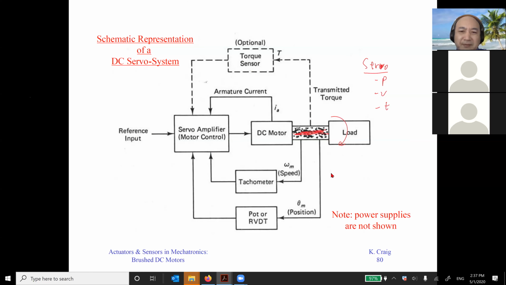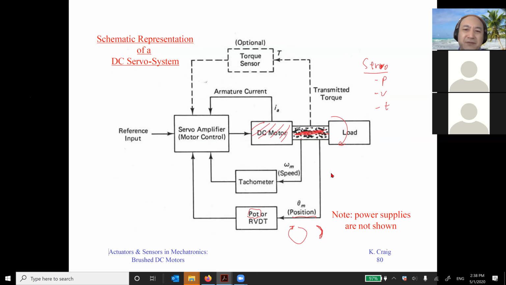In here we use an RVDT to measure the position. Do you have an idea what this is? Potentiometer. In many cases you may not use a full circle, so you only have this small range of the angle. Then you can have a speed measurement. Then this is the motor, also called the plant to be controlled.